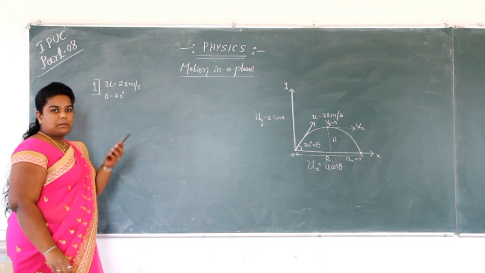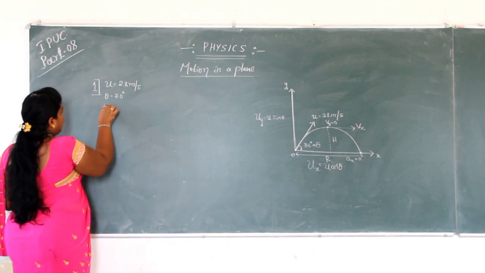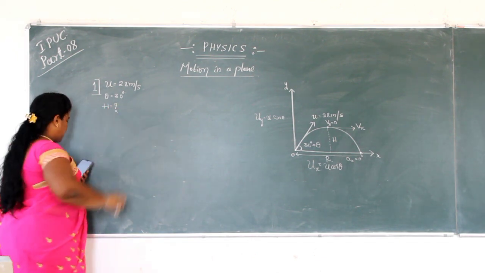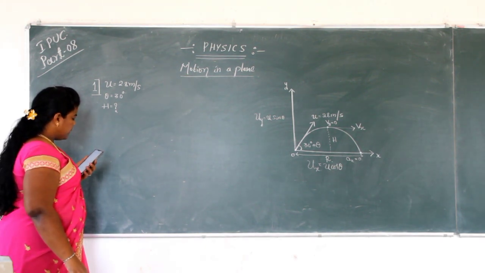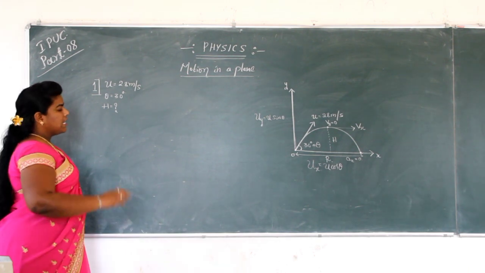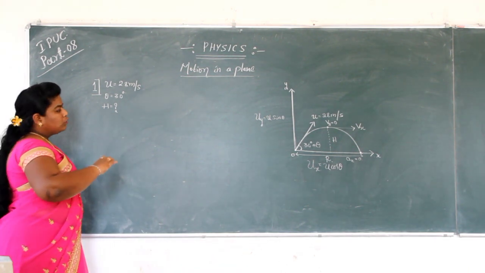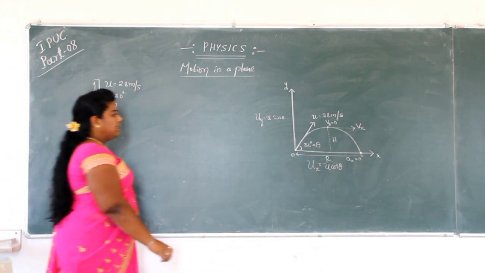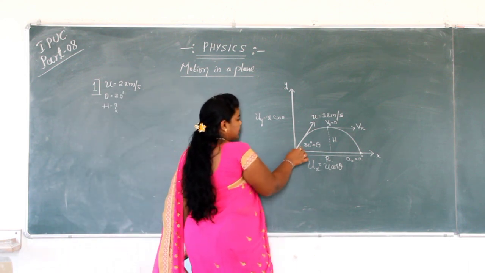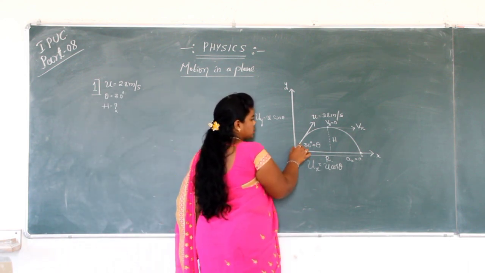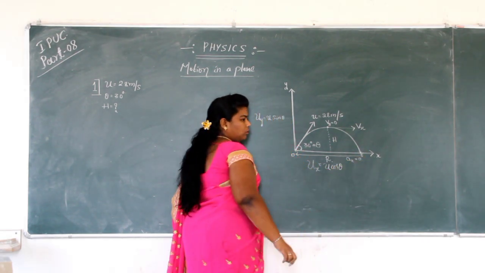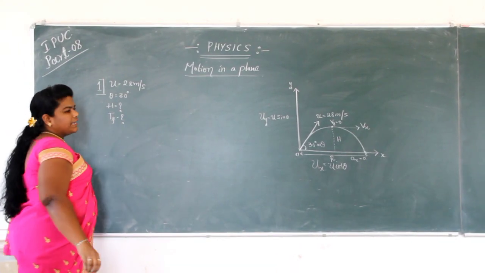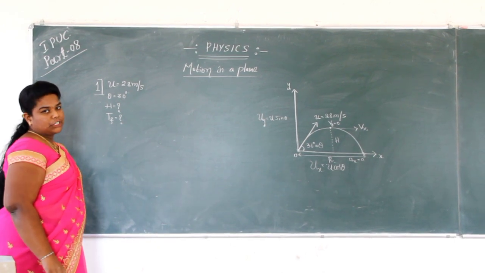Calculate, first one is maximum height, so that h is equal to question mark, and also time taken by the ball to return to the same level. It means how much time it takes to come back to the same level. The ball is thrown from here, and it must come back down to the same horizontal level. So that time is t or tf, which is equal to question mark.